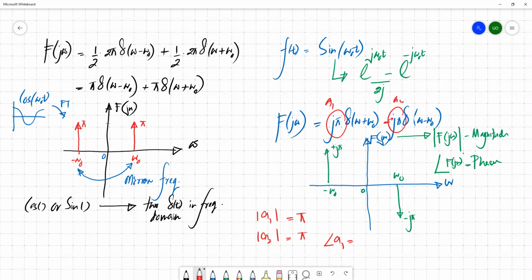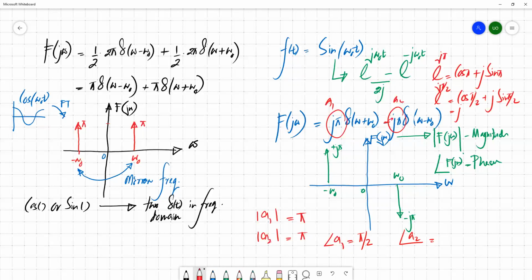So j means actually, what's the angle? e to the power j phi is cos phi plus j sin phi. Then e to the power j pi by 2 is cos pi by 2 plus j sin pi by 2. So cos pi by 2 is 0, sin pi by 2 is basically 1. So e to the power j pi by 2 gives the j. So this is pi by 2, the angle of A1. For A2 we have the minus sign, so it means it's minus pi by 2.